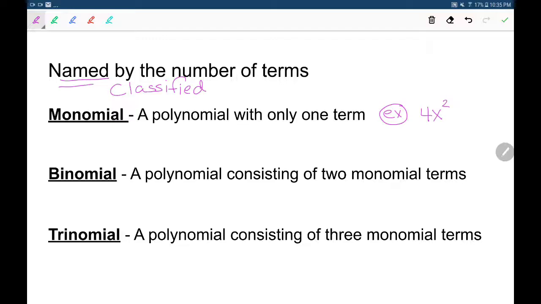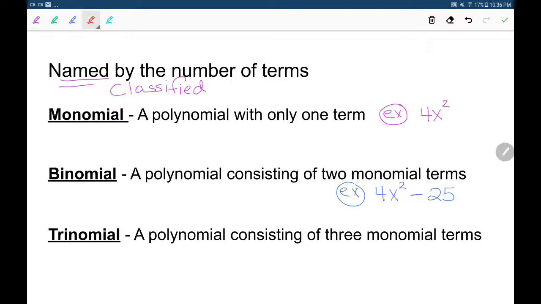Okay, so even though there's a couple parts, there's a 4 and an x and a squared there, it's all smushed together as one single term. There's no adding or subtracting in that problem. The next type would be a binomial, which is a polynomial that consists of 2 monomial terms, or 2 terms. So an example of a binomial would be something like 4x squared minus 25. So I can see that there's 2 different parts separated by that subtraction sign there.